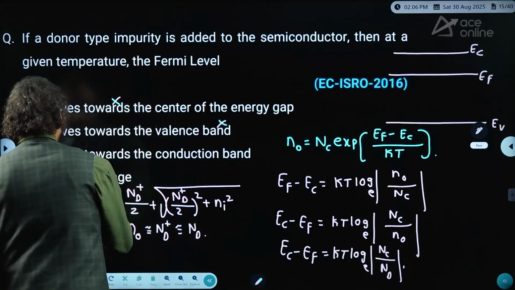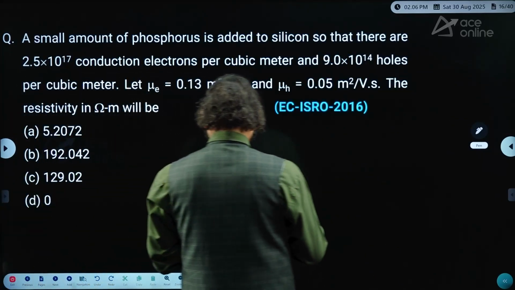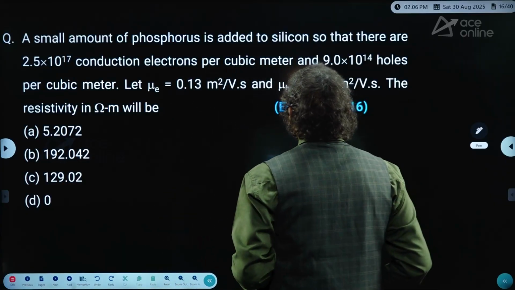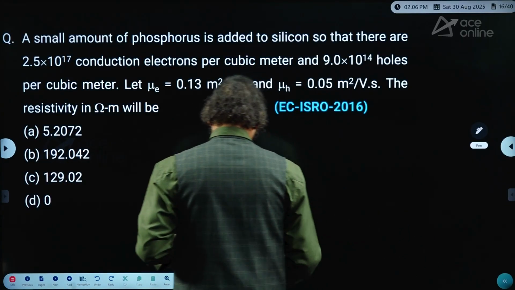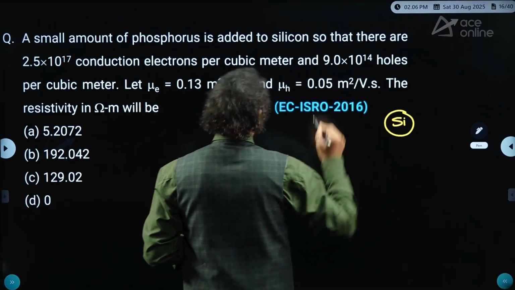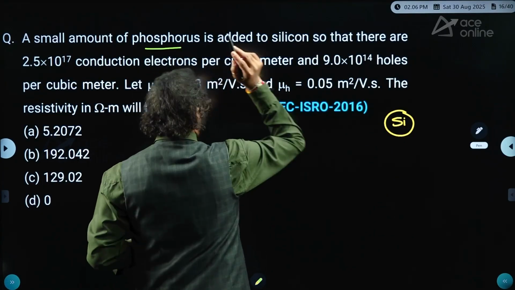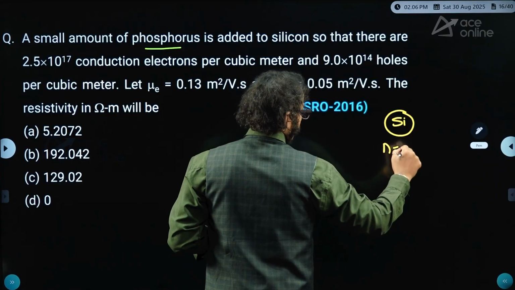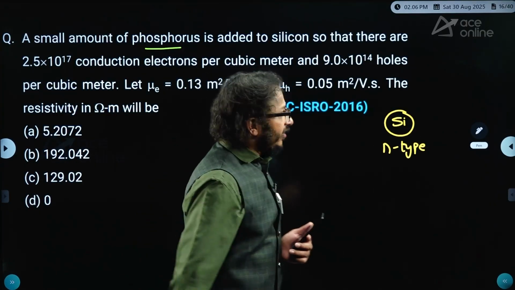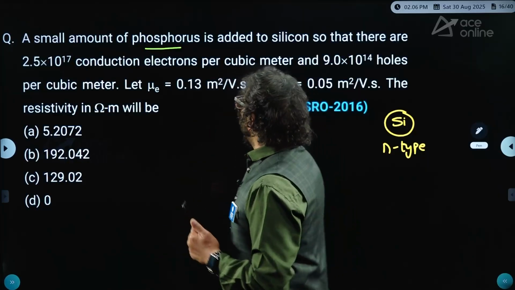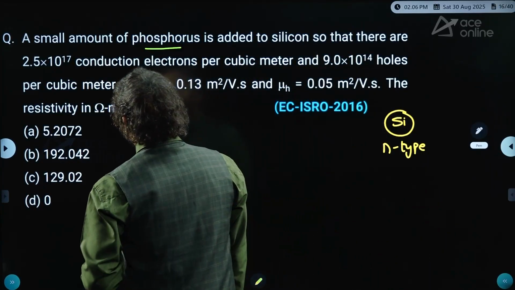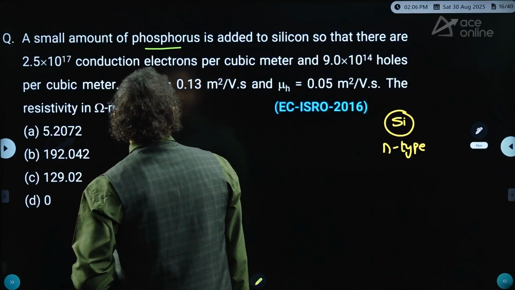Come back. Next question. Have a look carefully, dear students. A small amount of phosphorus is added to silicon. Students, the given semiconductor is silicon, and phosphorus is added. That clearly represents it is an N-type semiconductor. Arsenic, antimony, phosphorus, bismuth, right? It is an N-type semiconductor. Now, there are 2.5 into 10 power 17 conduction electrons per meter cube.